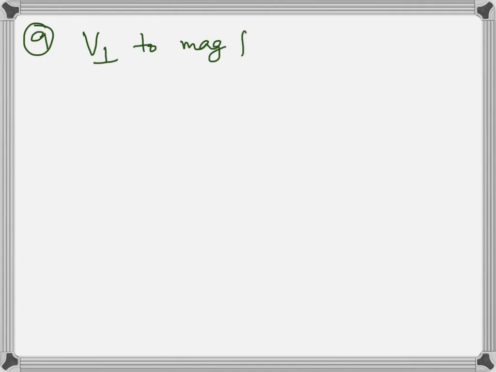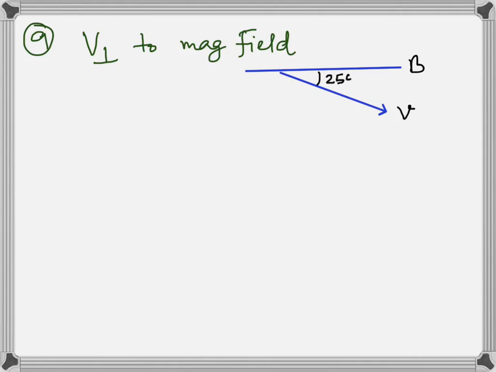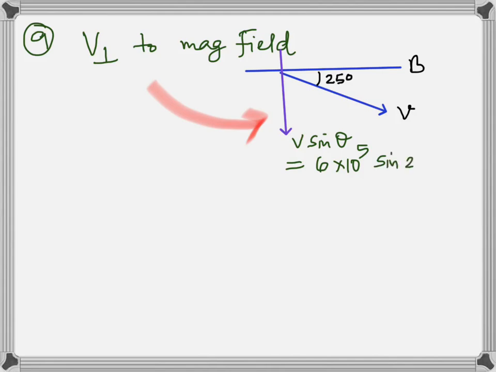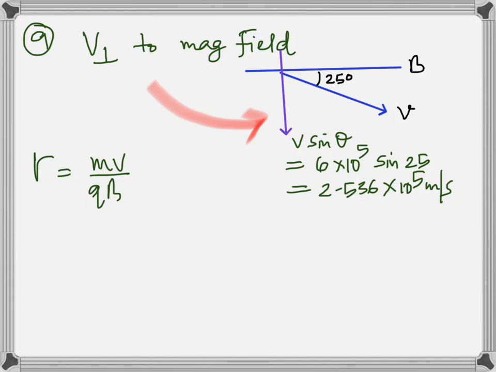In this question 9, you have to take the vertical component of the velocity to find the radius. So the velocity is at an angle of 25 degrees to the magnetic field. You resolve it into sine and cos components, and you only take the vertical component, which is v sine theta. Gives you 2.536 times 10 to the 5 meter per second, and then use that to calculate the radius.